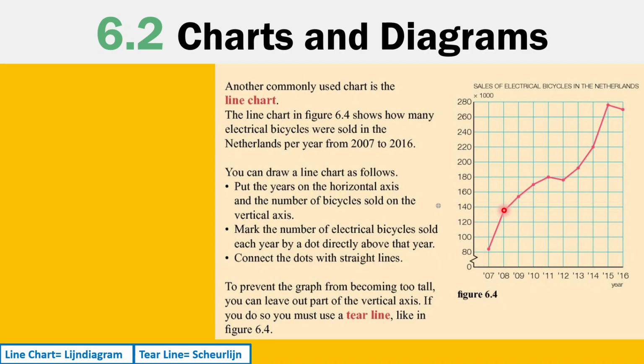And again, you can now read off certain data points and then calculate with them. For example, I'm not going to write down the calculation here, but what is the percentage increase in the amount of electrical bicycles sold in the Netherlands if you compare 2011 with 2014? So 220,000 and 180,000. You can do increase divided by original, and so you can calculate the percentage increase between two data points on a line chart.